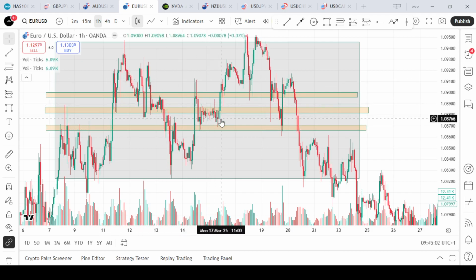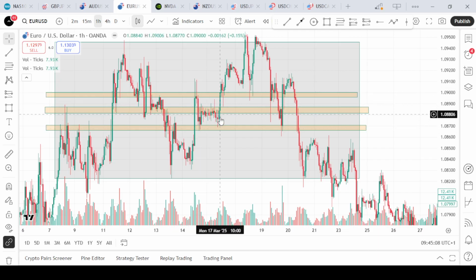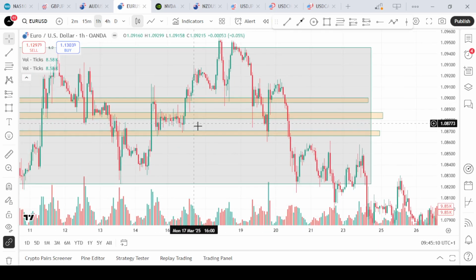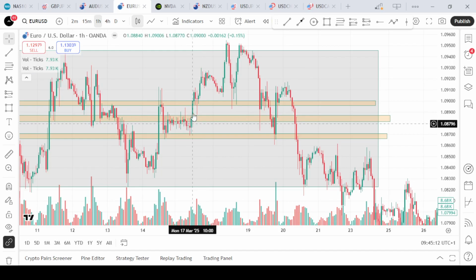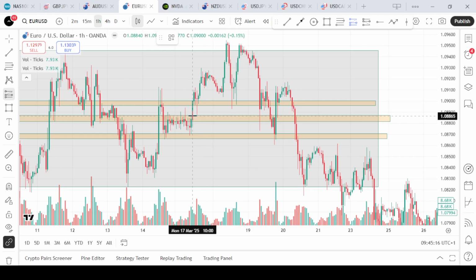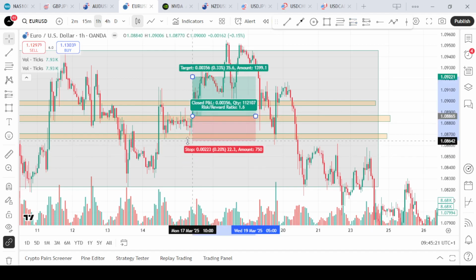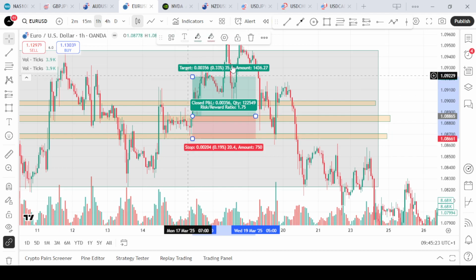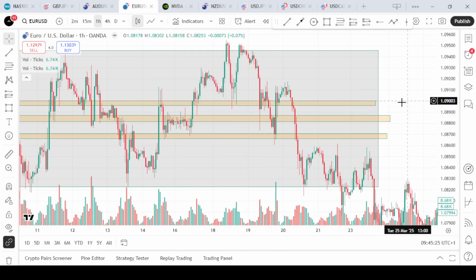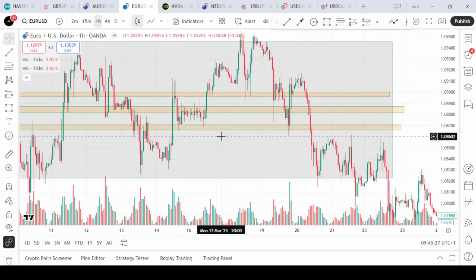When price came to the support region in this range, price broke above it, came back and retested it, and it created a bullish engulfing candle at this area. When price created a bullish engulfing candle, this would have been a good opportunity for you to buy this trade, and you target the next resistance level. This is how we can capitalize on the range bound market.